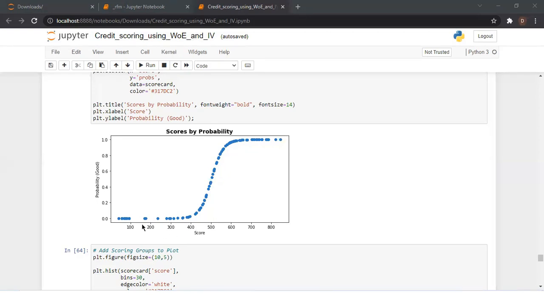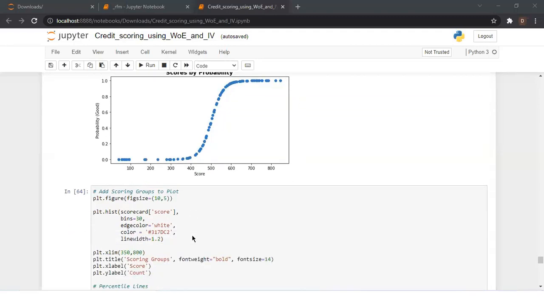So this sigmoid curve essentially gave me an understanding that my model is performing well, that the model I have created is actually a good model. Why? Because as my credit score is increasing, my probability of being a good customer is also increasing. Understood? So this essentially highlighted the accuracy of my model.